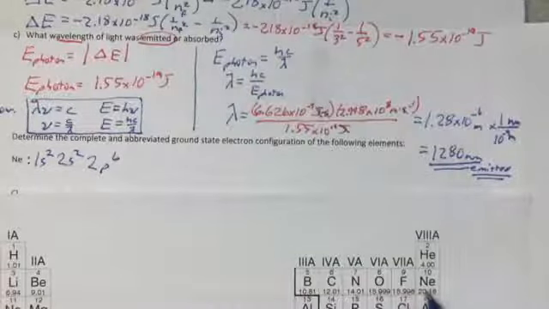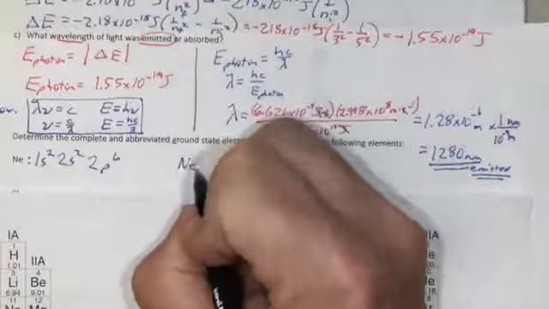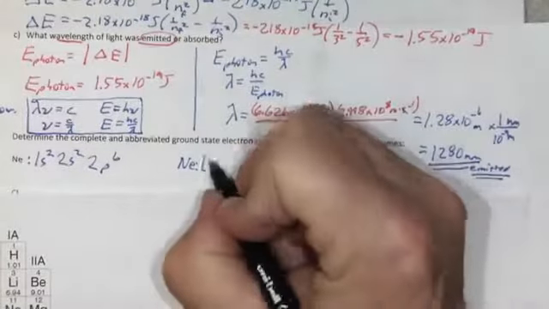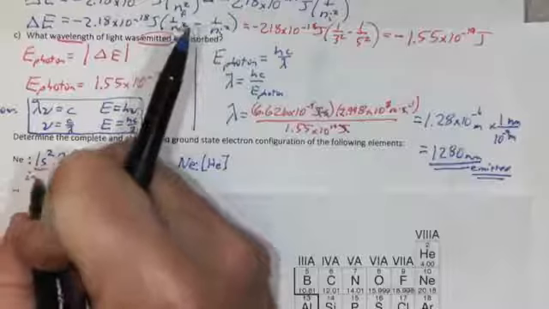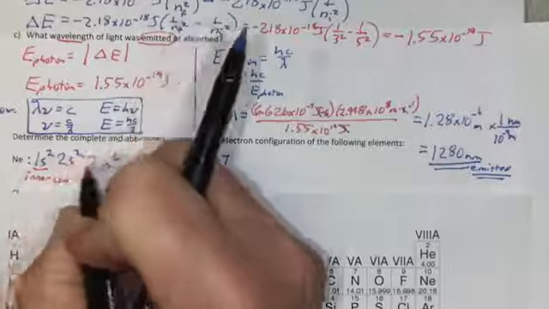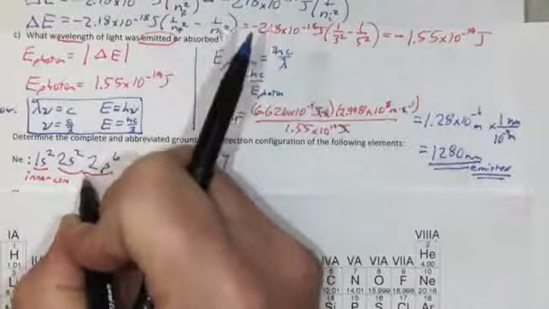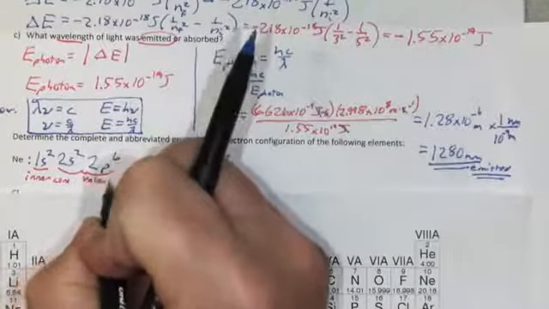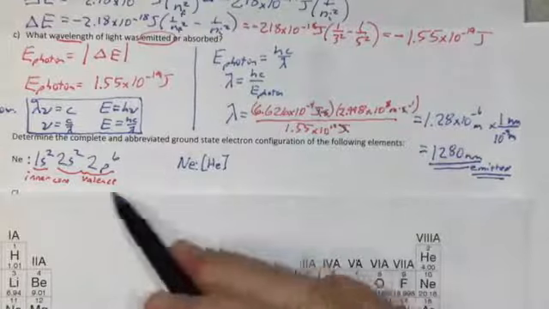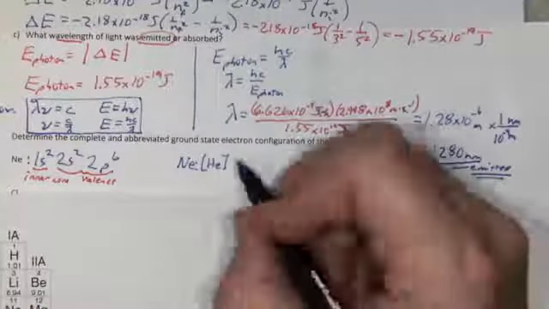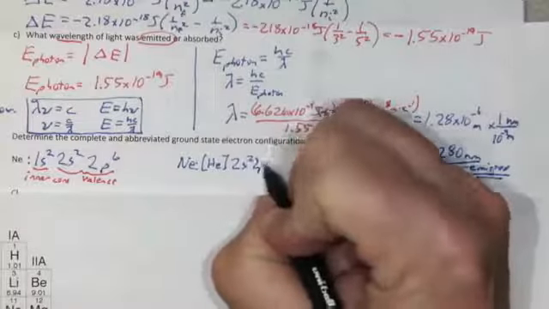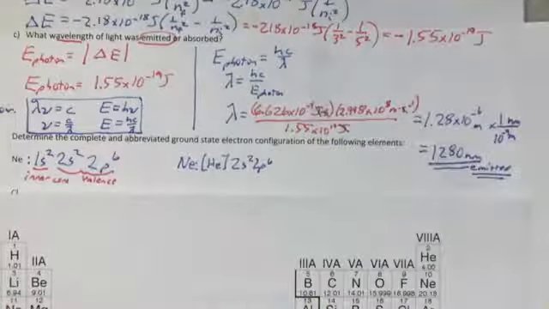The abbreviated electron configuration of neon would be to go to the noble gas immediately before it. So we'd write helium. The noble gas before neon is helium. Helium represents the inner core of neon. So the 1s2, these are the inner core electrons. The 2s2 and 2p6, these are the valence electrons. Okay, so helium is the inner core, 1s2, and then starting after that, it's 2s2, 2p6. This is the abbreviated electron configuration for neon.